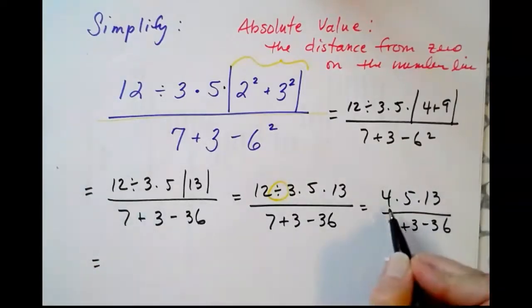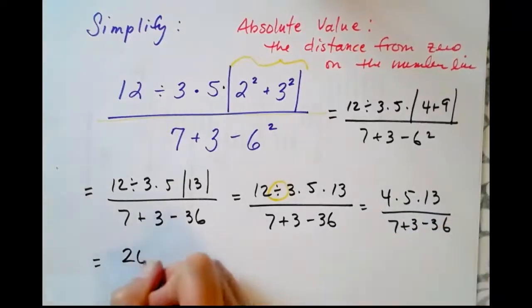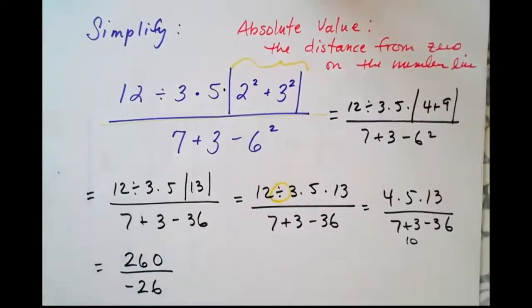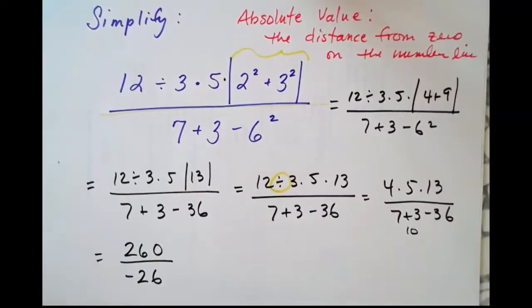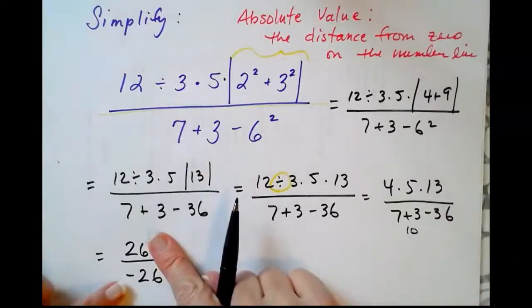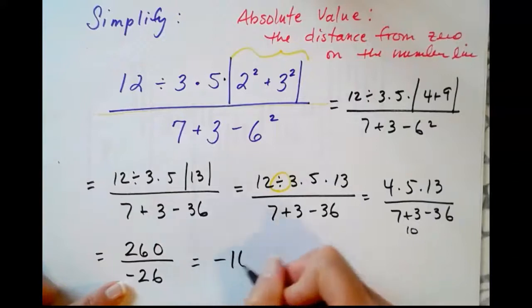Let's keep going, and this is all multiplication, so let's multiply straight across. 4 times 5 is 20, and 20 times 13 is 260. Over 7 plus 3 is 10, minus 36 is negative 26. Now, don't leave me hanging here. This is a very simple fraction to simplify. So 26 divided by 26, or negative 26, will be negative 1. So 260 divided by negative 26 is negative 10.